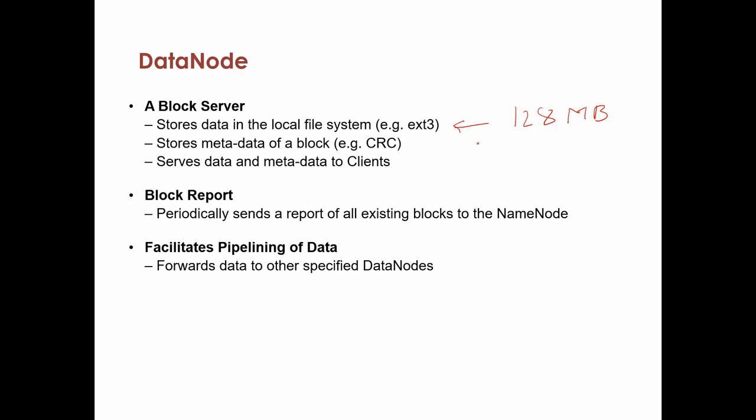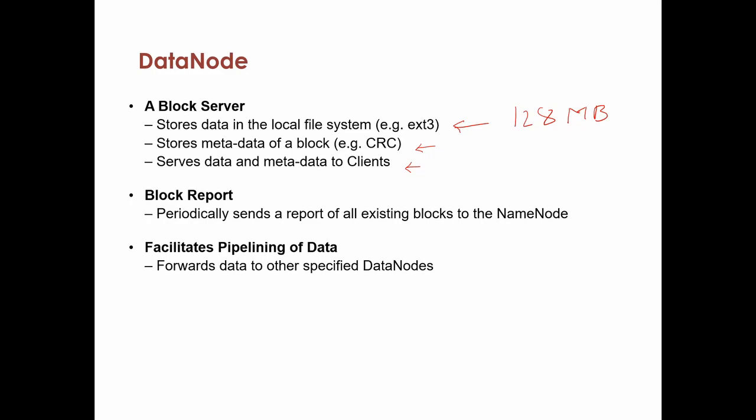Yeah, and so each block is a file in a local file system, e.g., ext3 file system for Linux or something like that. It stores the metadata for each block, which is the CRC, for checking corruption and all these things, and it serves this data and metadata to the client. So when a client reads a block, it serves this data to the client.